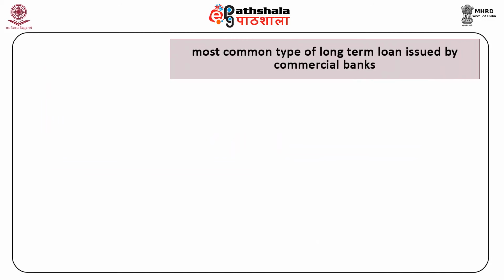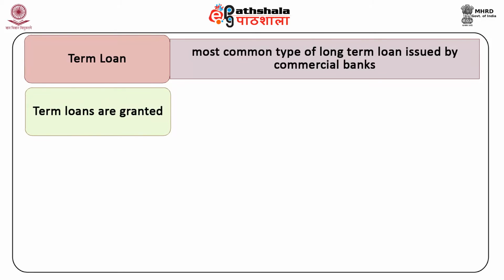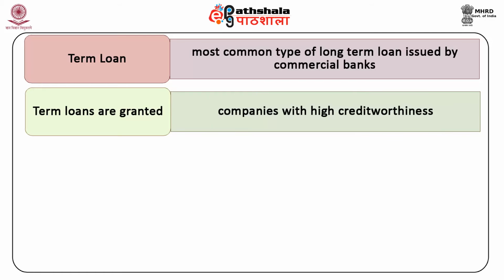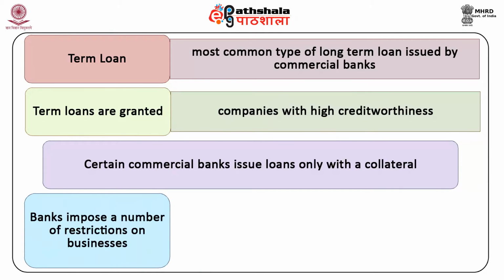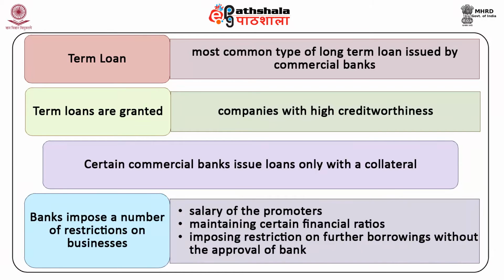The most common type of long-term loan issued by commercial banks is term loan. Term loans are normally granted to the companies with high credit worthiness. Certain commercial banks issue loans only with a collateral. The banks impose a number of restrictions on businesses such as limiting the salary of the promoters, maintaining certain financial ratios, or restricting further borrowings without the approval of the bank.